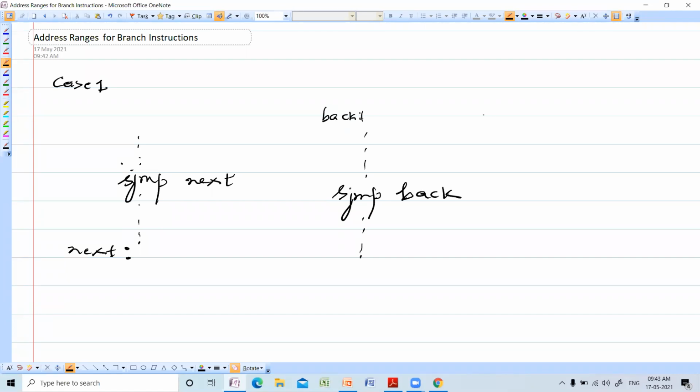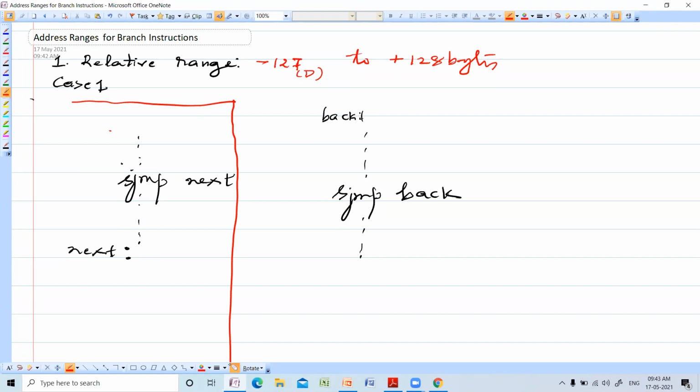So what is this relative range? The first one is the relative range. What is the range they have specified? Minus 127, this is in decimal, to plus 128 bytes. What is the meaning? You are storing this program in the memory.